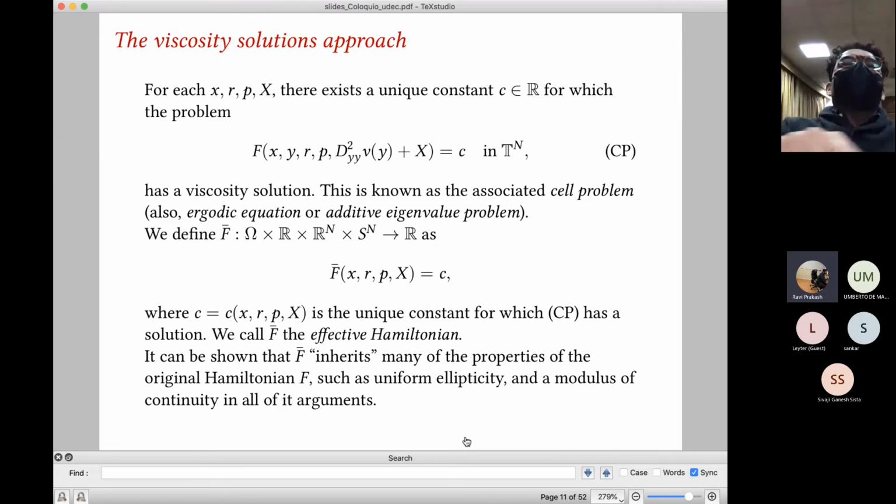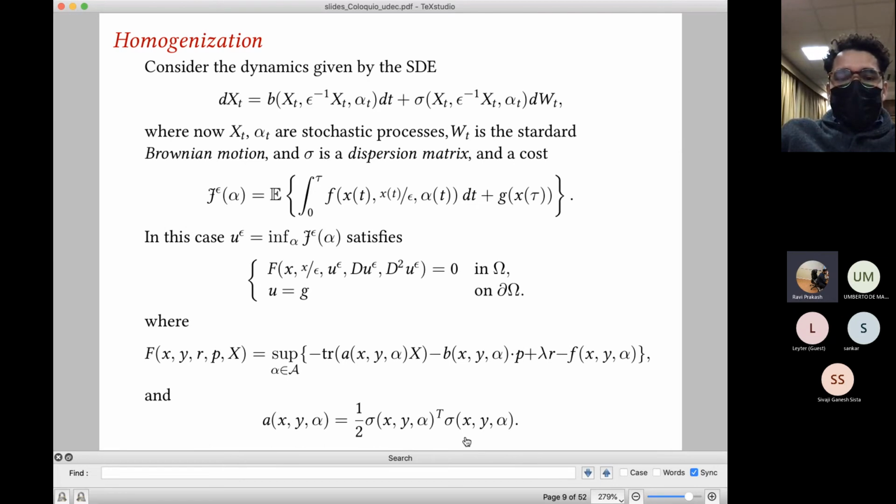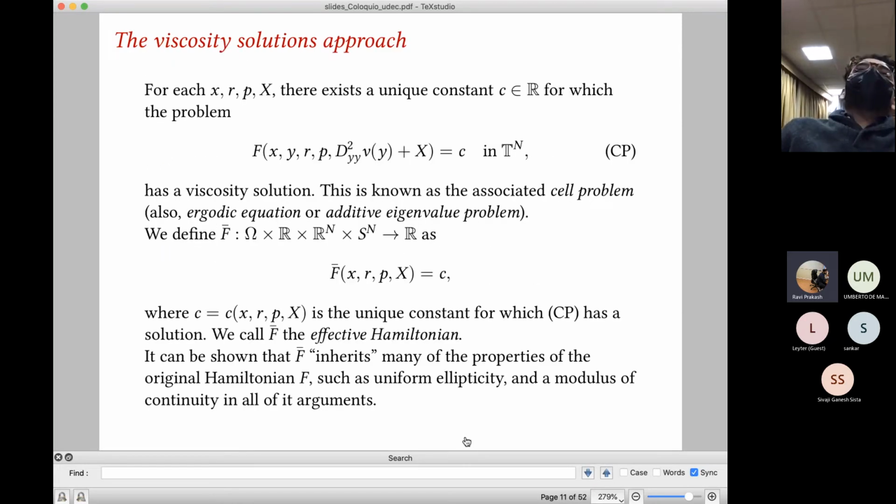One quick observation: what happens in the cell problem is that, in contrast to the original problem, f, which depends on u, the gradient, and the second derivative, the cell problem only depends on the second derivative of v with respect to y. And that is, in some sense, the part that we cannot control when we try to pass to the limit in the previous equation.